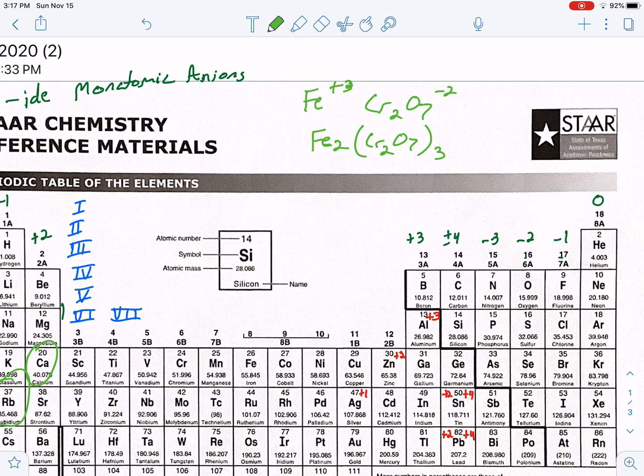Now my name would be iron. Iron is right here. Okay, that is a transition metal, so we do need a Roman numeral. So this would be iron 3 dichromate.